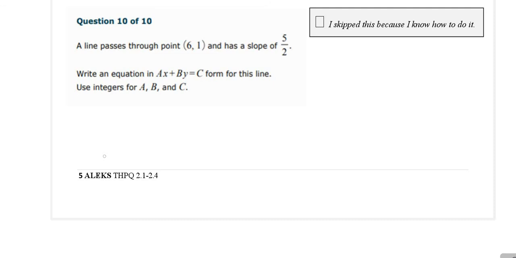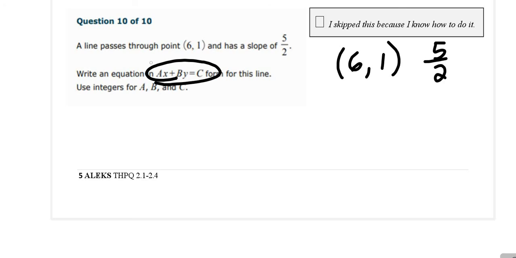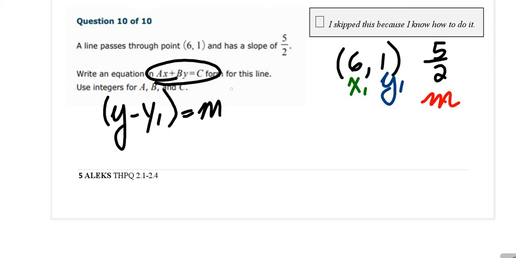We have a line passing through this point with this slope. And we want the equation in standard form. There's a couple ways to do this. I'll show you both. That's x1, y1, and the slope. Excuse me, the slope, not the b. So one way would be to put it into point-slope form.